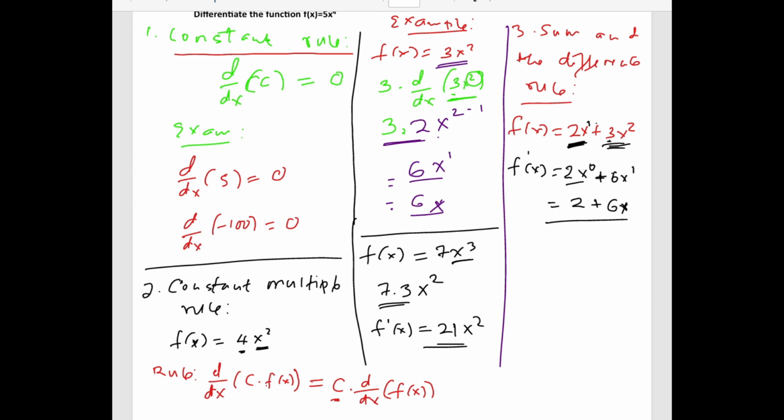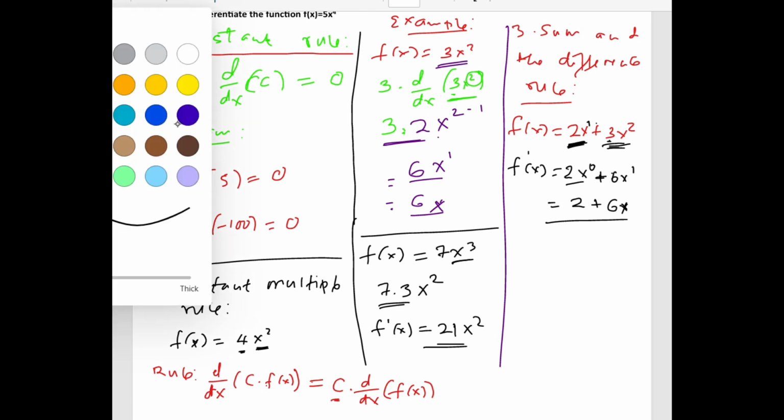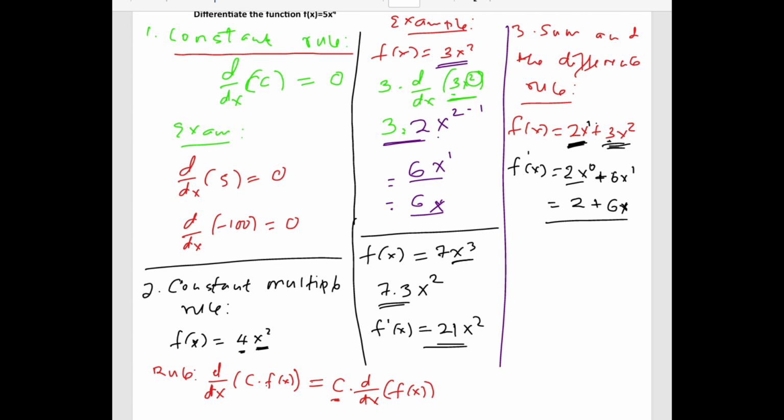For the sum and difference rule, maybe we can do one for difference, because your functions will not always be positive. There are times when it is negative, and then you need to know how to work it out. Let's say you have a function f of x given by 4x squared and then subtract 5x.